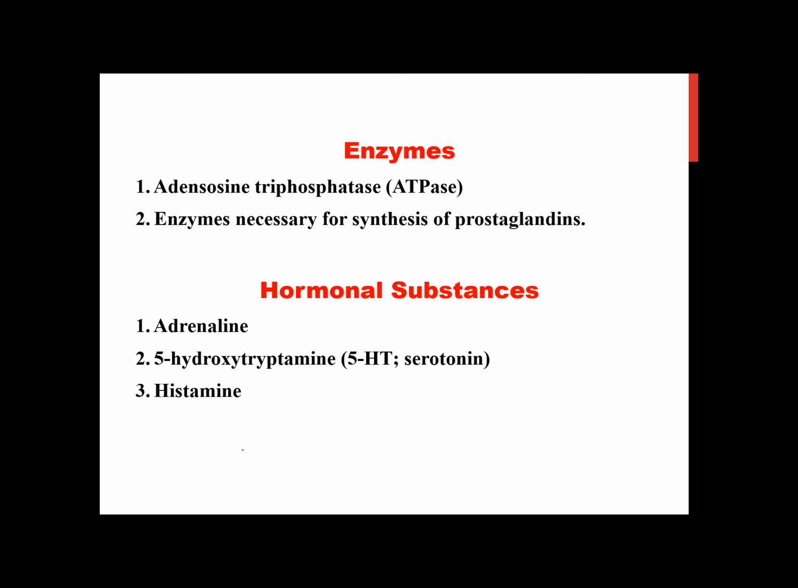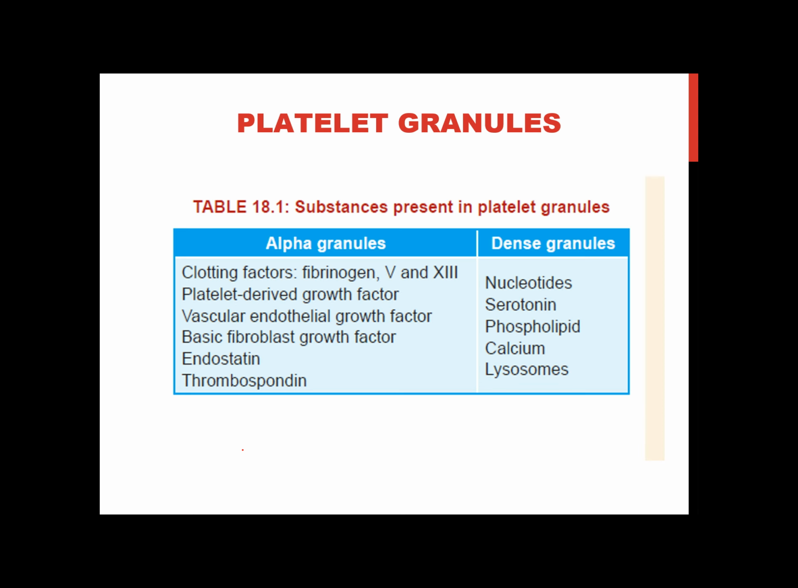Then the enzymes would include adenosine triphosphatase, enzymes necessary for synthesis of prostaglandin. Then hormonal substances secreted are adrenaline, 5-hydroxytryptamine, serotonin, and histamine. Then the platelet granules. So, di ba dalawa yung platelet granules, the alpha and the dense granules.